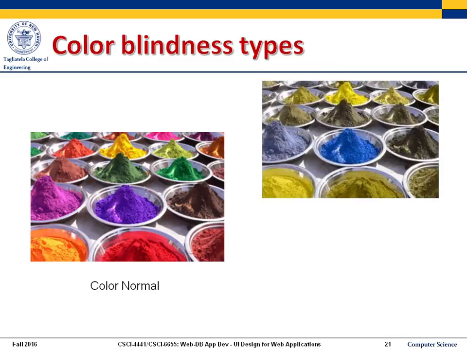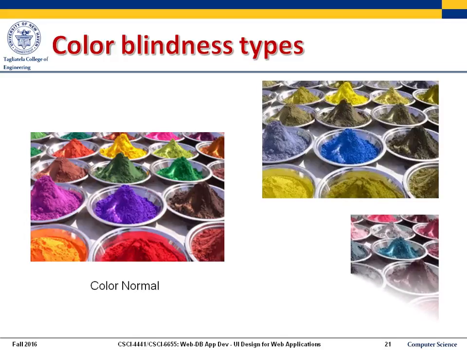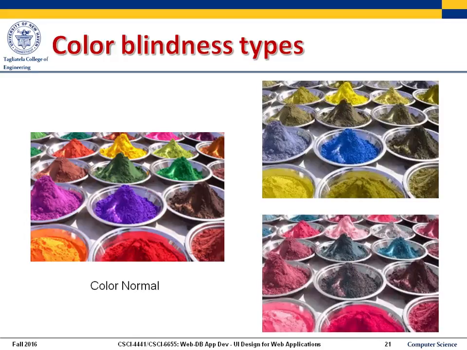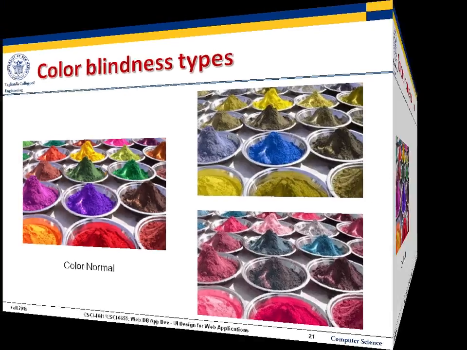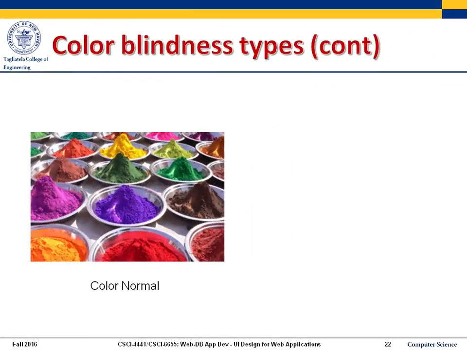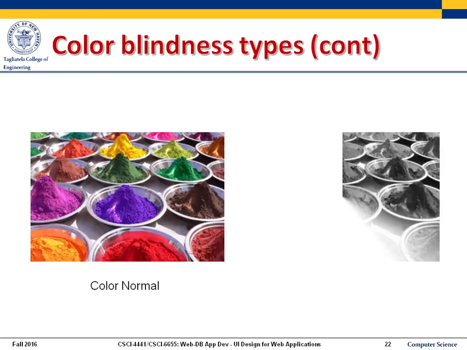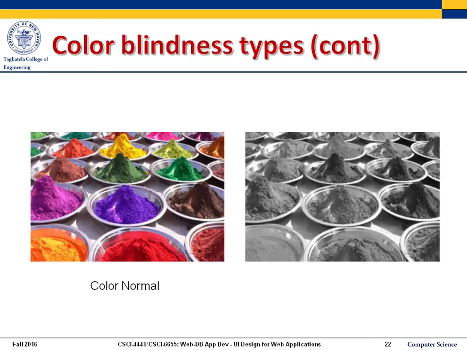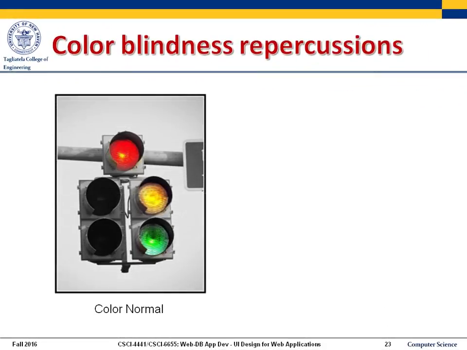There are different kinds of color blindness. This is what some other people see with a different kind of color blindness. This is what some people who have monochromacy see. No colors. There are people who only see in grayscale. So, what are the repercussions of this?